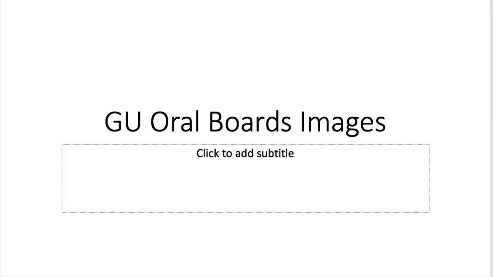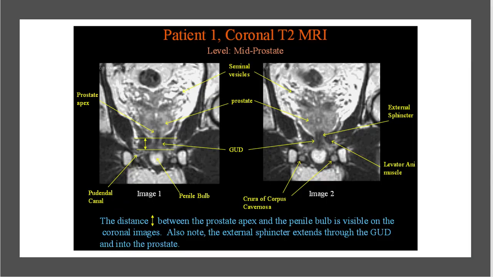These are some GU oral boards images. Let's first go through this. Patient 1, coronal T2 MRI. This is at the mid-prostate, so let's take a look at this.